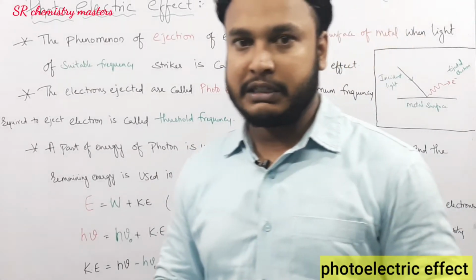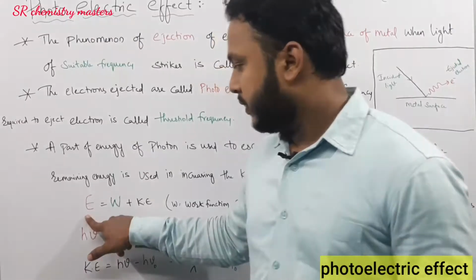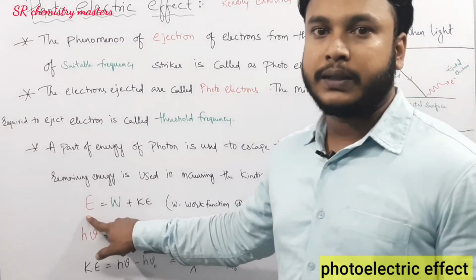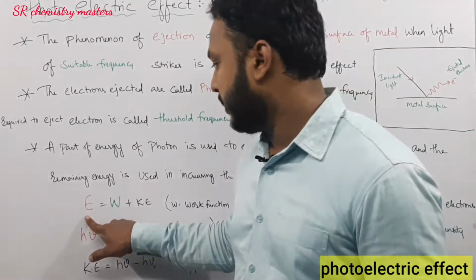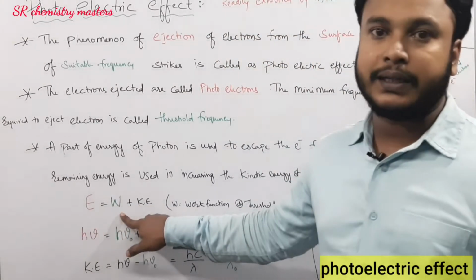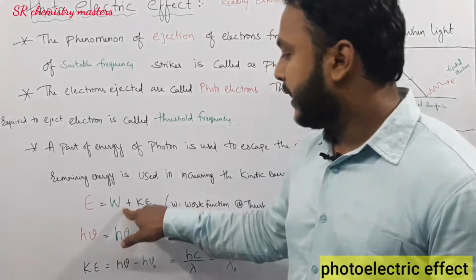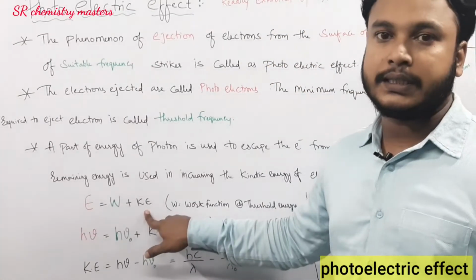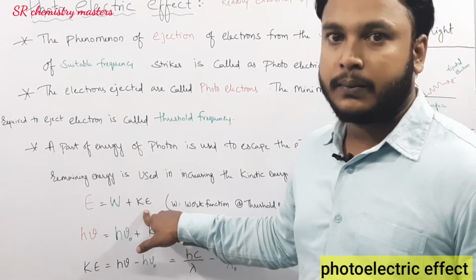This can be mathematically represented as E = W + KE. E is nothing but the amount of energy supplied in the form of light of suitable frequency. W is the amount of energy required to separate the electrons from the surface of the metal. KE is nothing but the energy imparted to the electron so that it can attain motion.